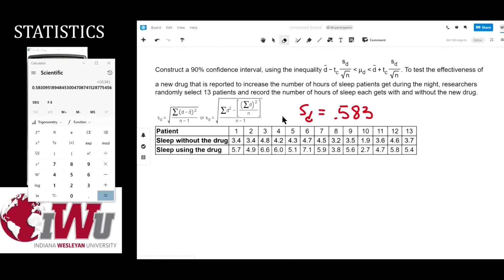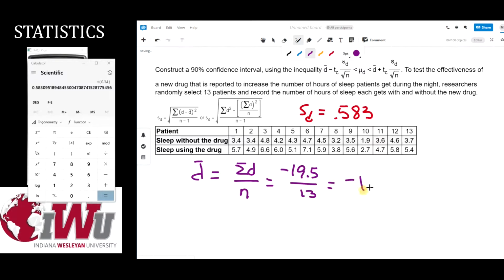All right, so now let's get the rest of this. So D bar, we actually have all the pieces to get that. D bar is equal to the summation of the differences, which we already did in Excel, divided by the n. And the summation, that's a summation symbol, like I tried to make a nice Greek letter there. We had that in Excel as 19.5. And that's going to be divided by the n, which is 13. And that, when you divide it, is negative 1.5.